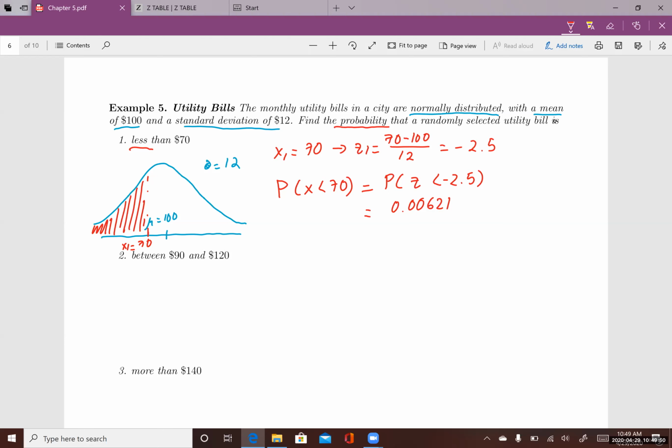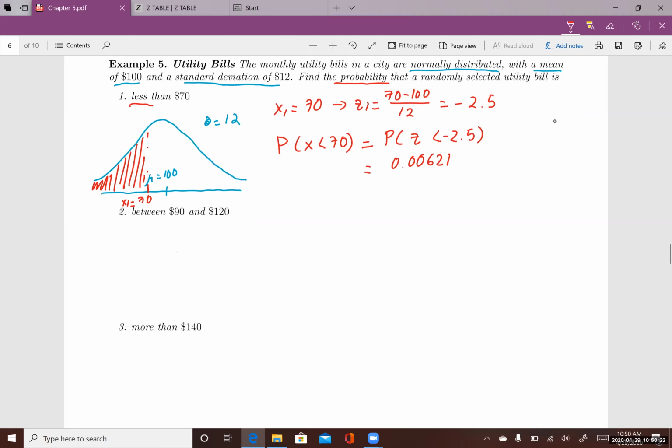So what does that tell you? That tells you if you randomly pick a household in this city, the probability of this household's monthly utility bill being less than $70 is very small. It's actually only a 0.6% chance that this household's utility bill is less than $70. Very, very small chance. All right.